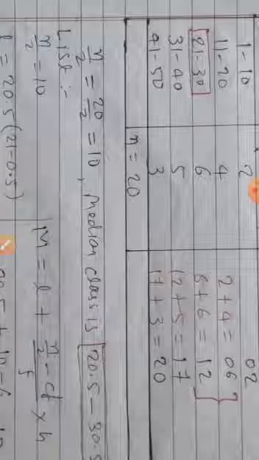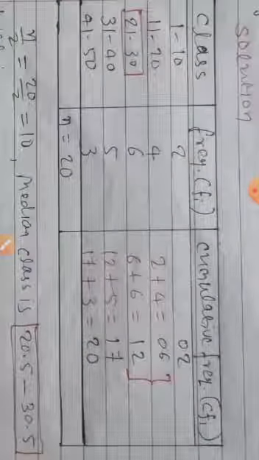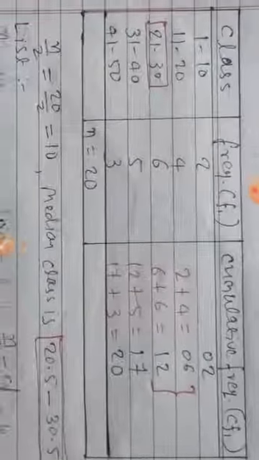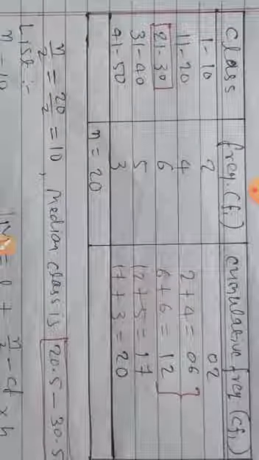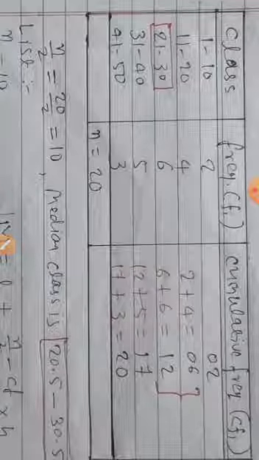Now look for 10 in the cumulative frequency column. Here also, 10 is not visible in the CF column, but 10 is between 6 and 12. So out of this, the class containing CF 12 is the median class. So the median class here is 21 to 30.